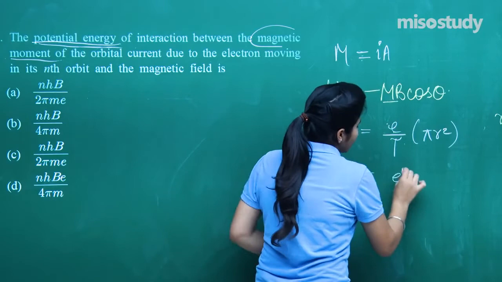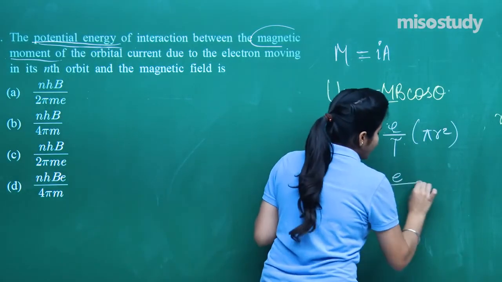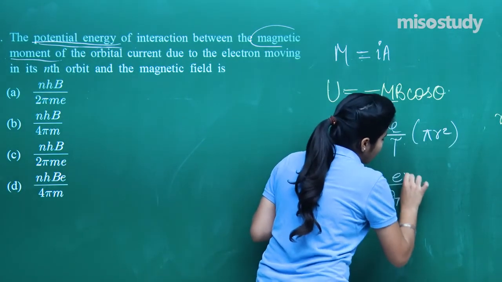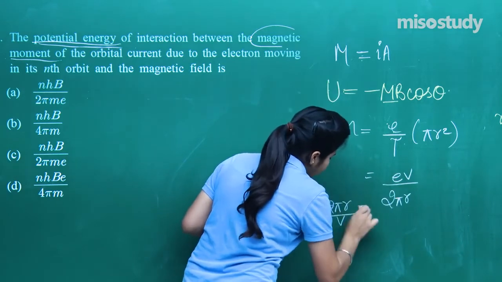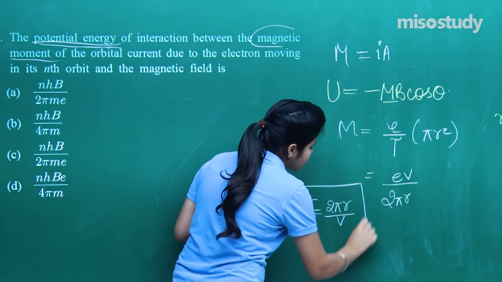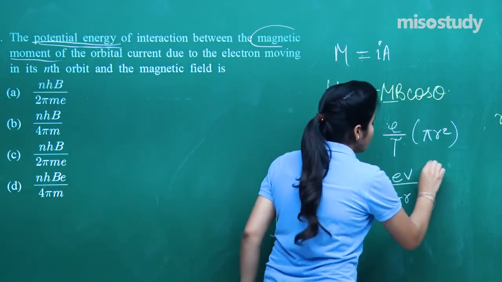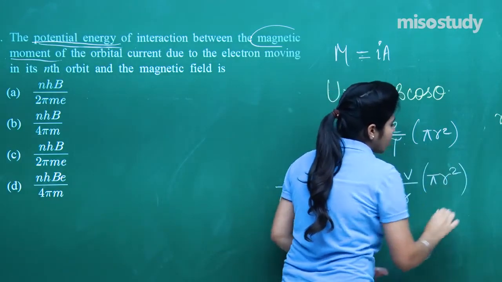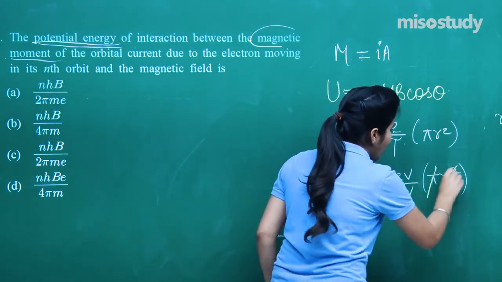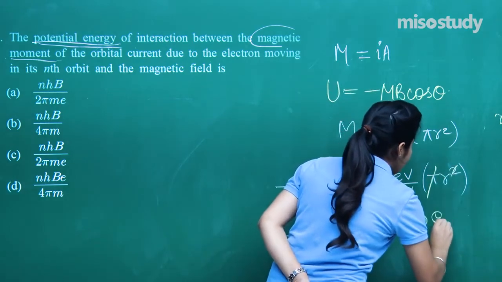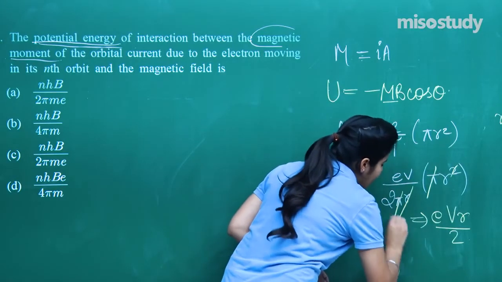Now we know that time is distance upon speed. So I will be writing it as 2 pi r upon v, because time is distance upon speed. So put this value into this T, you are having 2 pi r by v into pi r square. Now what will you be having? Pi cancelled, r cancelled, you will be having e v r upon 2. This is the value of capital M.